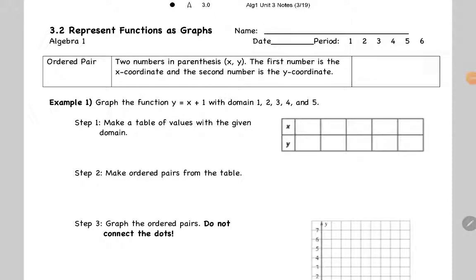We're going to represent functions as graphs. So we have an ordered pair, and these are two numbers in parentheses, usually x comma y. The first number represents the x coordinate, and the second number is the y coordinate. So if we had 2 comma 3, that would mean x equals 2, y equals 3.